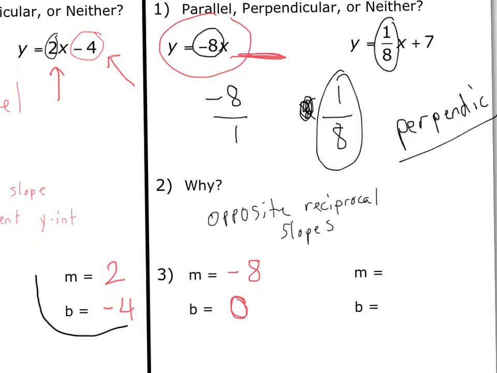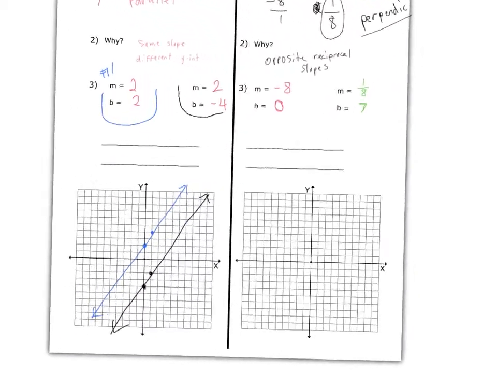Okay, so let's go ahead and do the other one. I'll do it in green. Okay, so we have this guy. Our slope, of course, the number in front of x, was 1/8. And our y-intercept was the number after x, or 7. Okay, so let's go ahead and graph it.